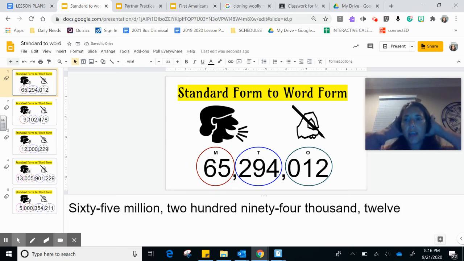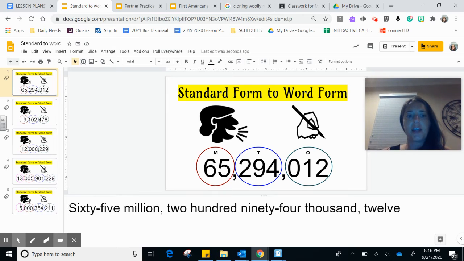So when I check my answer, I am simply going to make sure that it's a perfect match. I'm going to read it again and highlight it as I go. 65 million, perfect match. 294,000, perfect match. Ending with 12, perfect match. So it's a perfect match.